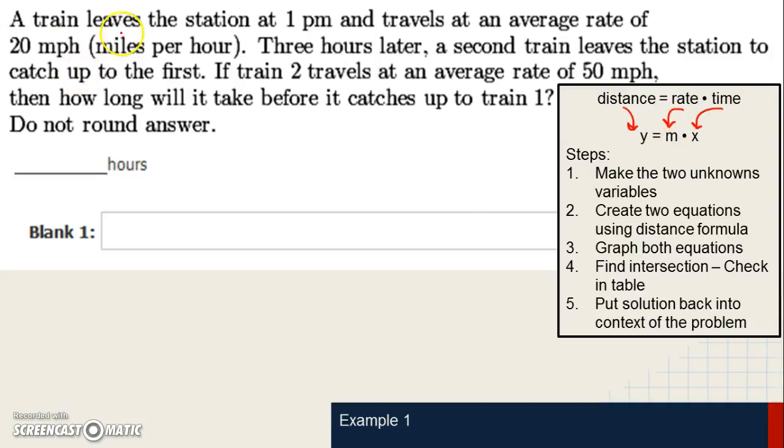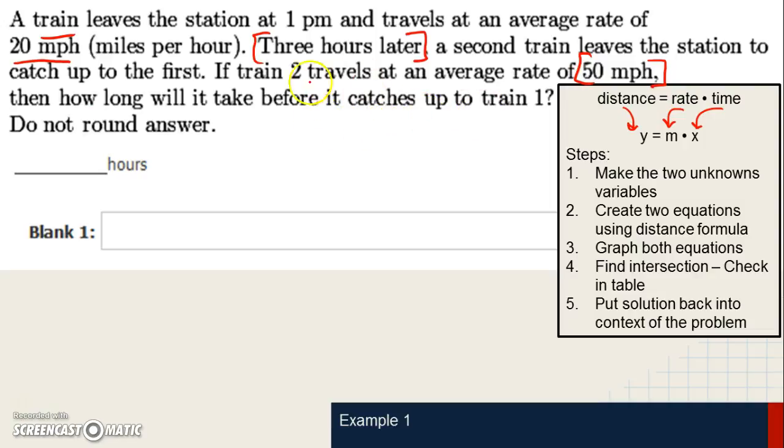A train leaves the station at 1 p.m. and travels at an average rate of 20 miles per hour. Boom, got the rate. 3 hours later, sounds like time to me, a second train leaves the station to catch up to the first one. If train 2 travels at an average rate of 50 miles an hour, boom, second rate, then how long will it take before it catches up to train 1?